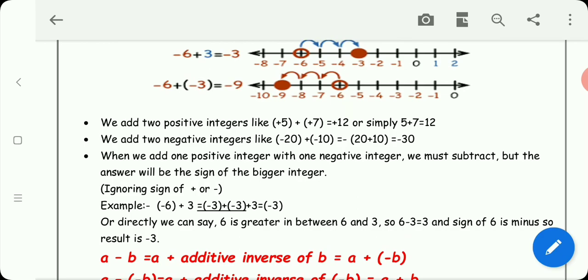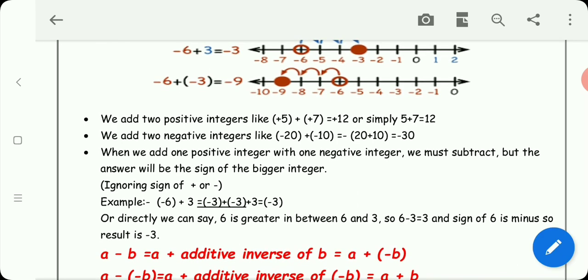In the same way, when you add two negative integers, like minus 20 plus minus 10 equal to what? Here also in the same way you can do. Minus 20 plus minus 10 means both numbers we can add, attached with a minus sign. Minus 20 plus minus 10 is equal to minus 30.